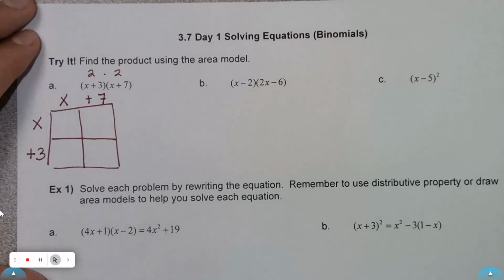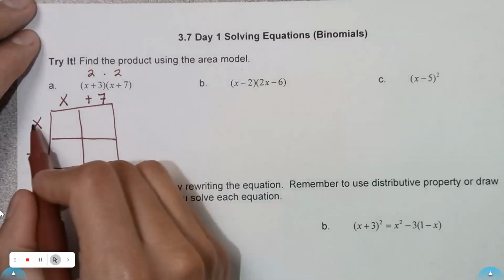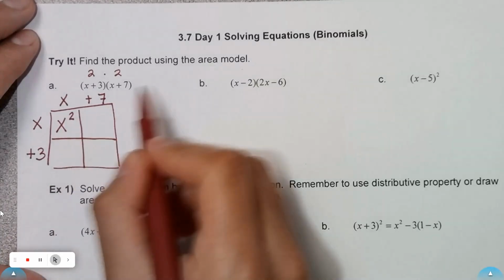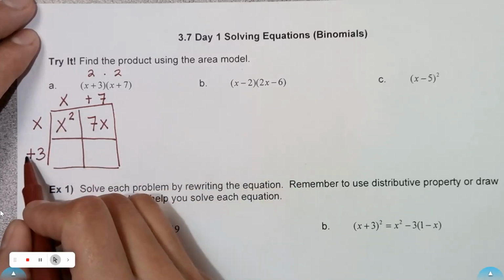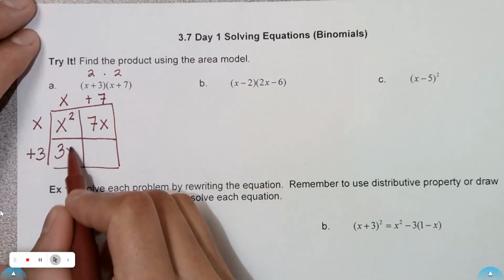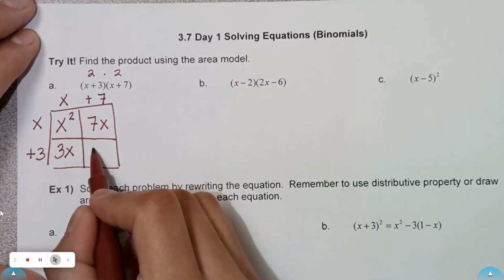Then I multiply each box to get the inside. So x times x gives me x squared. 7 times x gives me 7x. X times 3 gives me 3x. And 7 times 3 gives me 21.